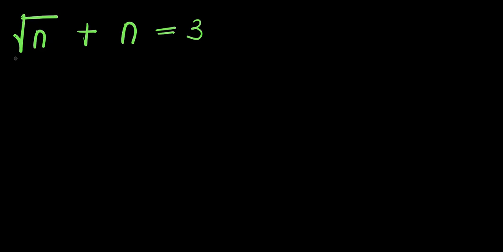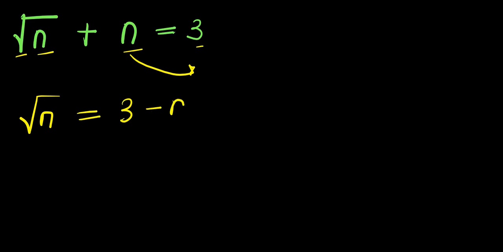Hello, how to solve square root of n plus n equals 3, solving for a value of n that satisfies this equation. So I'll start by moving this over here. Square root of n equals 3 minus n. I take the squares of both sides of this equation.